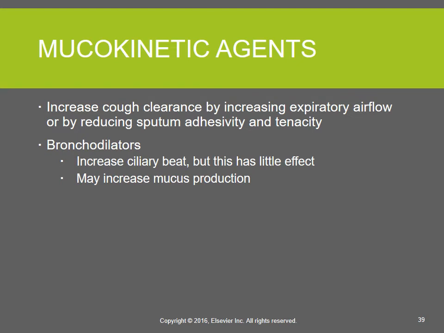Mucokinetic agents. Mucokinetic agents increase cough clearance by increasing expiratory flow or by reducing sputum adhesivity and tenacity. Bronchodilators may increase ciliary beating but have little effect on moving secretions. Beta agonists can also increase expiratory flow in individuals with an asthmatic component of airway disease and may help to get rid of secretions.